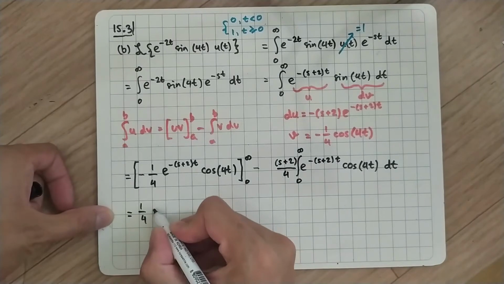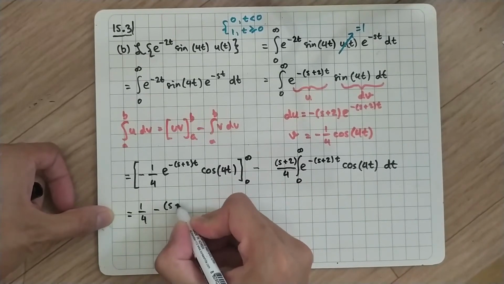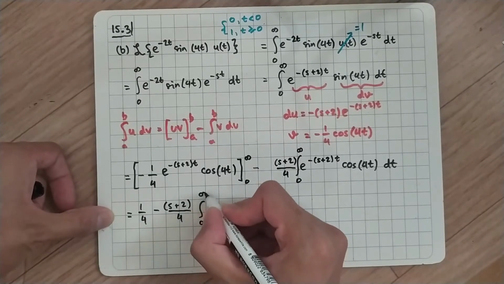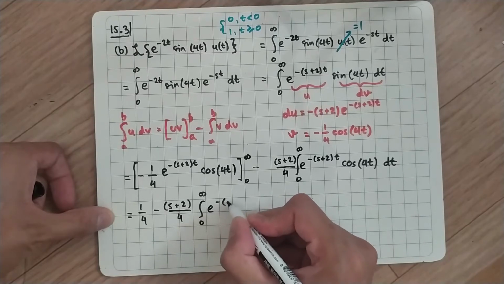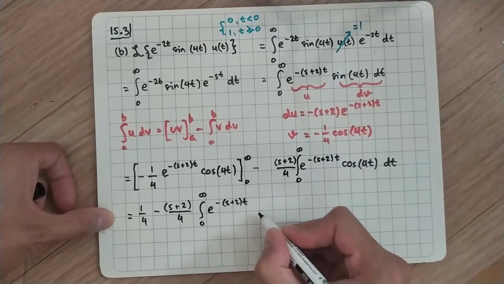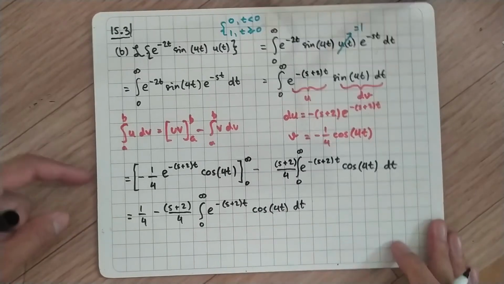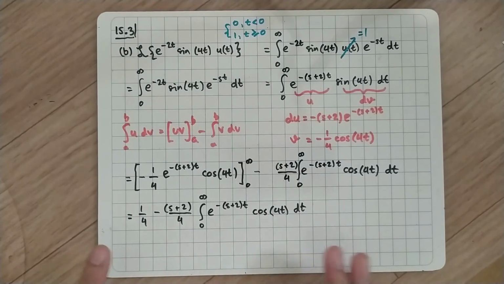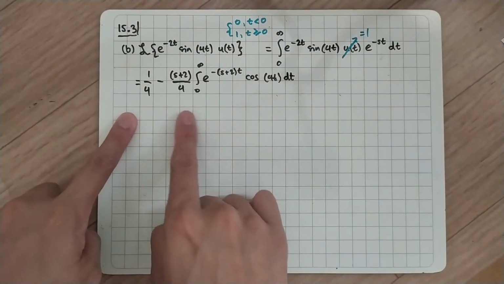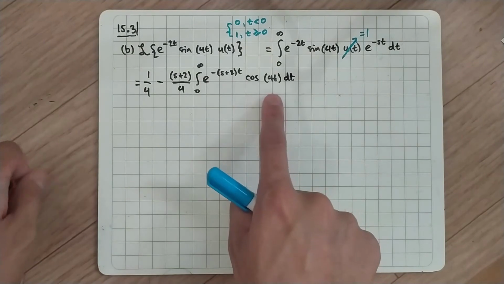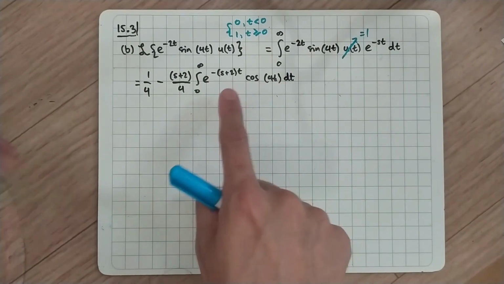And then minus (s plus 2)/4 integrated from 0 to infinity of e to the minus (s plus 2)t cosine 4t dt. Okay, now I think we will run out of space if we continue from here. Let's stop and erase the whiteboard. So far we have evaluated this function, and for that we will need to do integration by parts one more time.